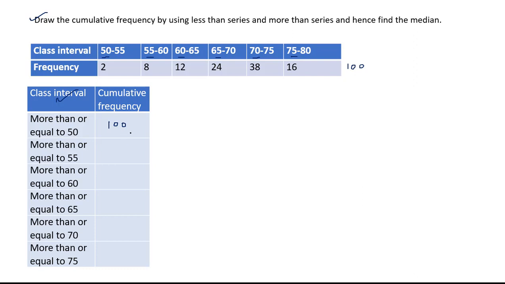For the next cumulative frequency we will subtract 2 from 100 and we will get it as 98. Then from 98 we will subtract 8 and get 90. From 90 we will subtract 12 and get 78. Then from 78 we will subtract 24 and get 54. From 54 we will subtract 38 and we will get 16. Now the points that we are going to plot in the graph are going to be (50, 100), (55, 98), (60, 90), (65, 78), (70, 54) and (75, 16).